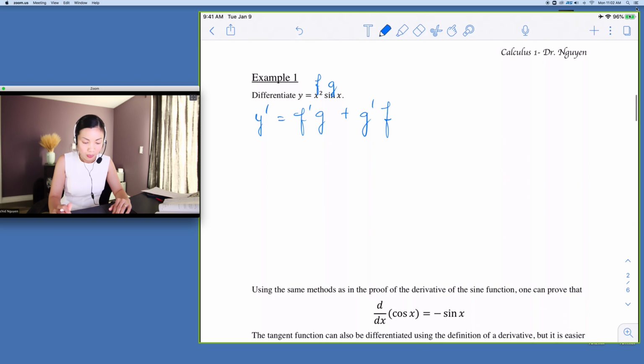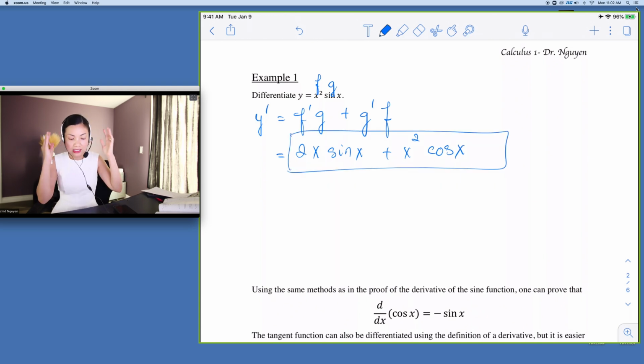All right, so what do we have here? We have f prime, that's 2x. g is just sine of x, and then f is x squared. The derivative of sine of x is just cosine of x. You can see that we cannot really simplify, so please keep it that way.